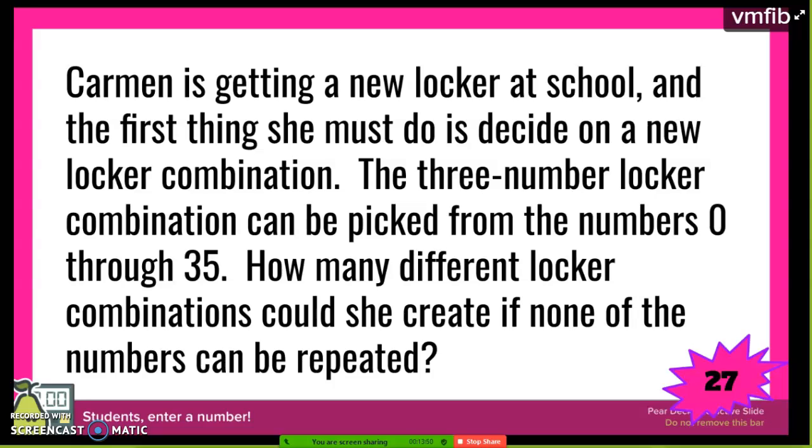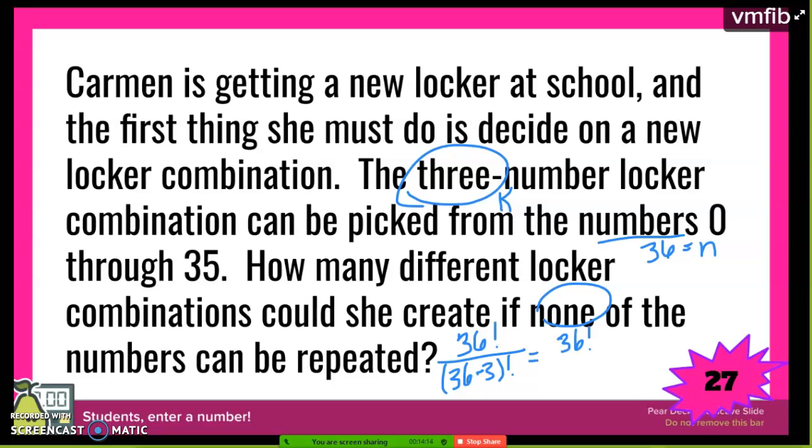Okay, this is also a permutation without repetition. K is 3. The numbers 0 to 35, that's 36 digits. So n is 36. 36 factorial divided by 36 minus 3 factorial, which is the same as 36 factorial divided by 33 factorial, which is 42,840.